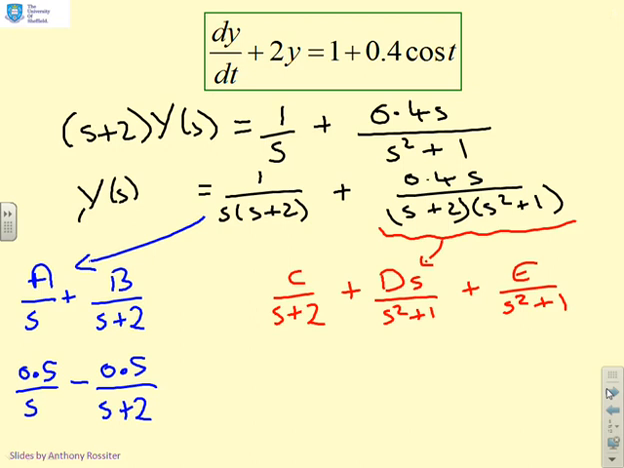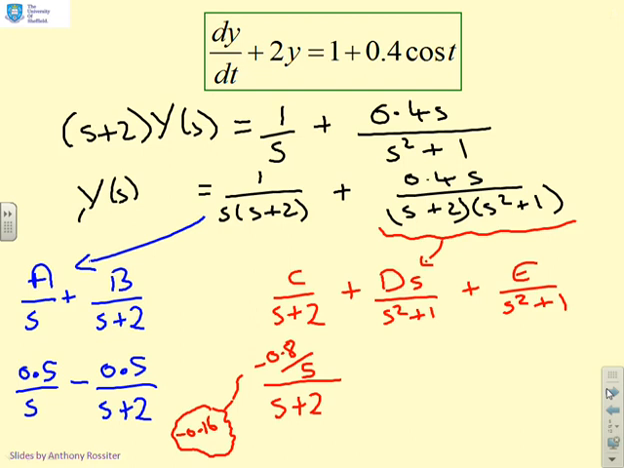Now, I can use a cover-up rule to get capital C. So what we do is we set s equal to minus 2 and see what we've got left in this function. So we've got 0.4s over s squared plus 1. If s equals minus 2, then what you're going to get is minus 0.8 over 5. And if I just do a little blob over here, if you wanted to work that out, that's going to be minus 0.16. I might need that in a minute.